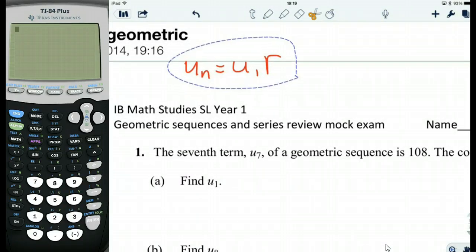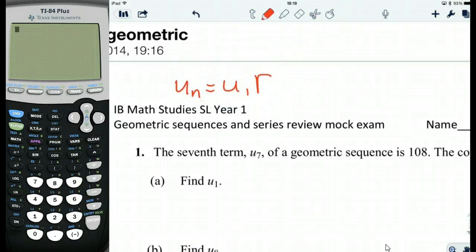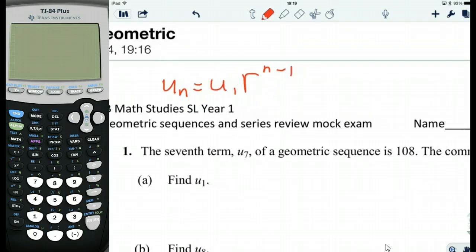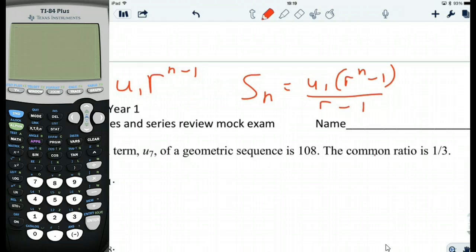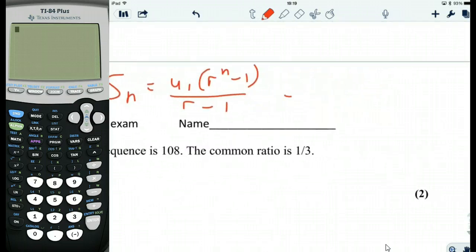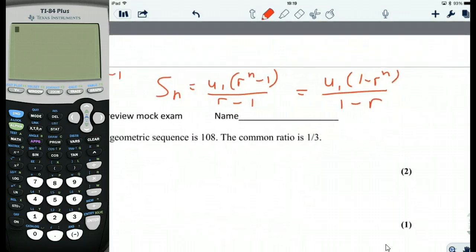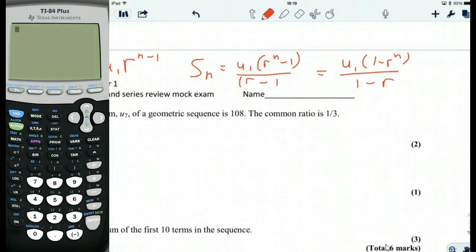Let me put this here. And the sum equation, which is Sn equals u1 times r to the n minus 1 over r minus 1. Or you could just reverse those, 1 minus r to the n over 1 minus r. And those are both the same. And if you're going to put that in your calculator, make sure you put parentheses around the bottom.